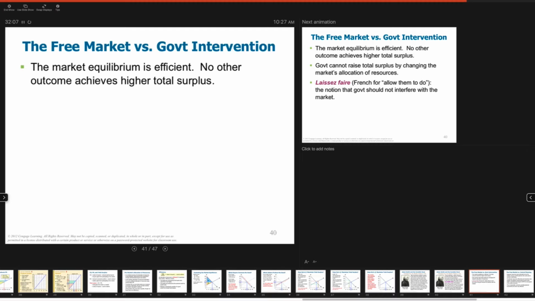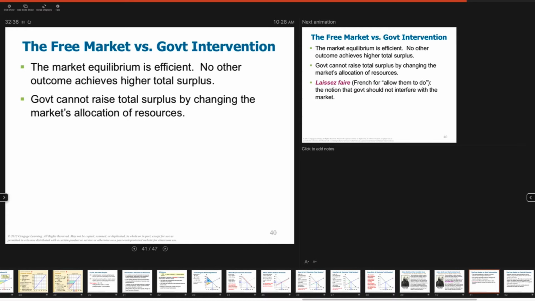Alright. Market equilibrium is efficient. No other outcome maximizes total surplus as much as market equilibrium. Everything else messes it up. Market equilibrium equals maximum total surplus. Guaranteed that if you remember nothing but that, you get at least one question right on the quiz. Yes. Perfect. And you'll get at least 1 point on the AP exam. Yes. That's just something I want.